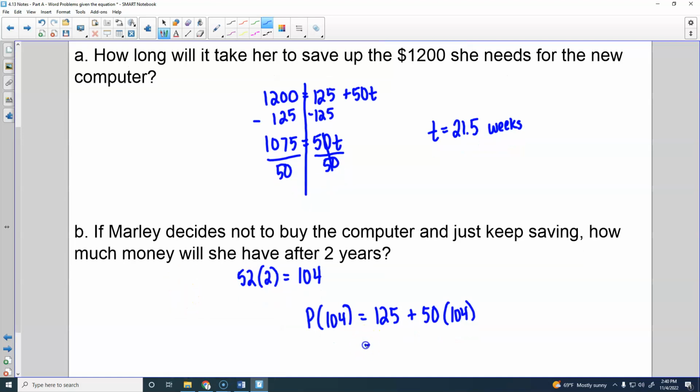What do you get for your answer? 5,325. So it's pretty good money. It's pretty good money to save up for 2 years, especially assuming this is a high school student. That's pretty good for a high school student. For a little while.